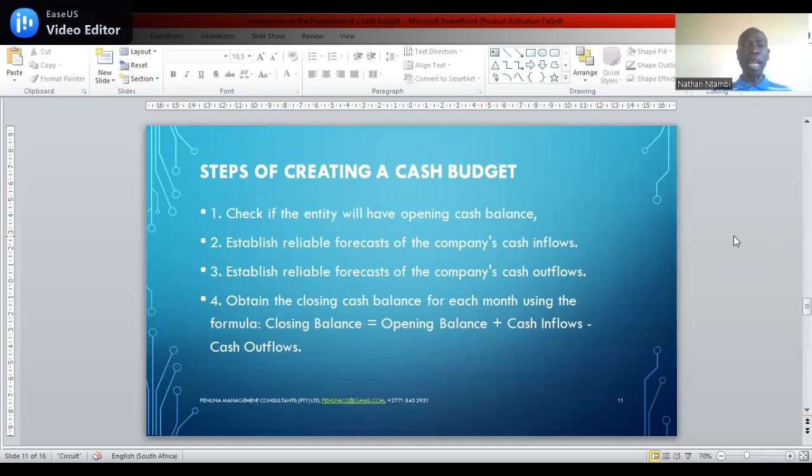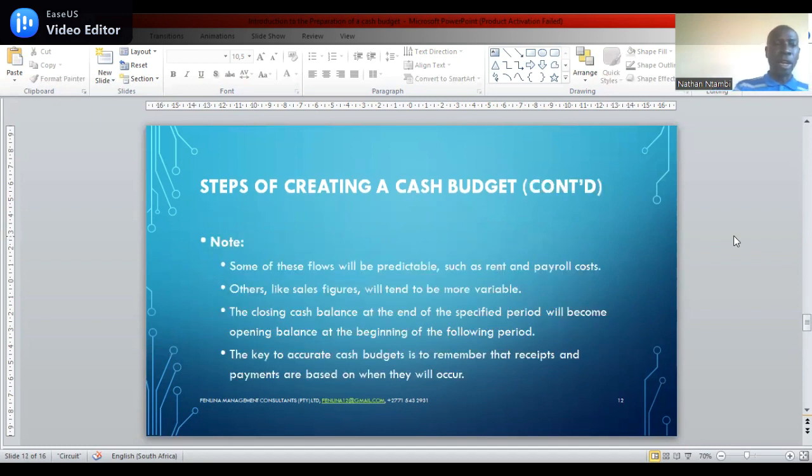Obtain the closing balance for each month using the formula closing balance equals opening balance plus cash inflows minus cash outflows. Note that some of these flows will be predictable, such as rent and payroll costs.